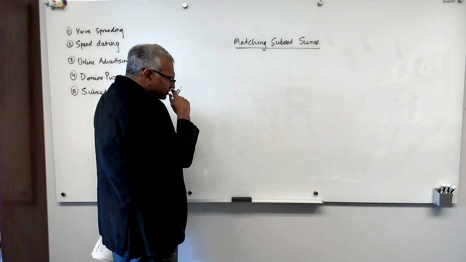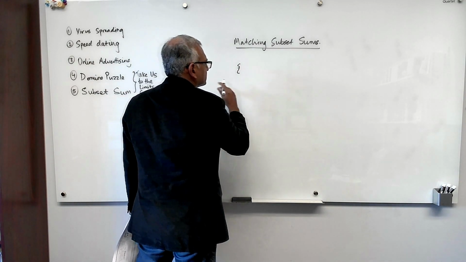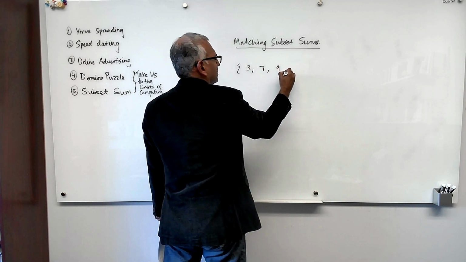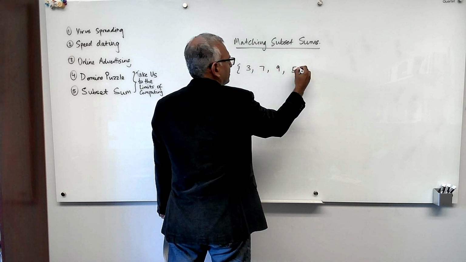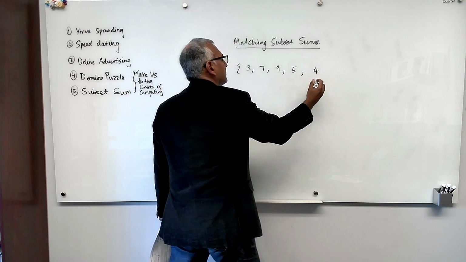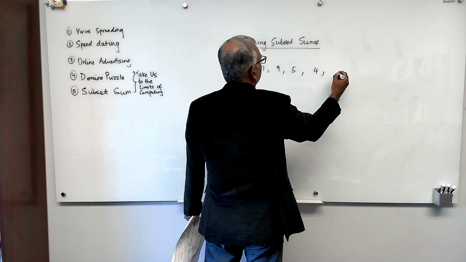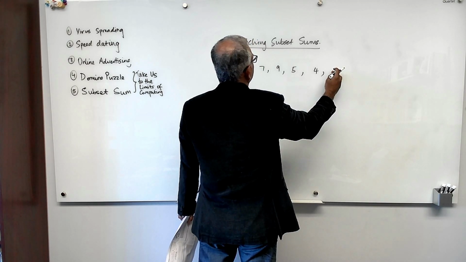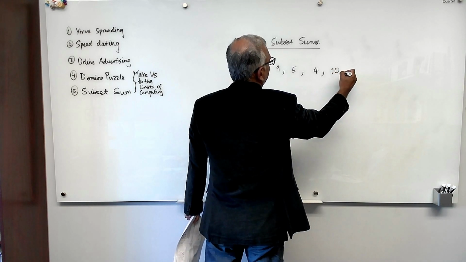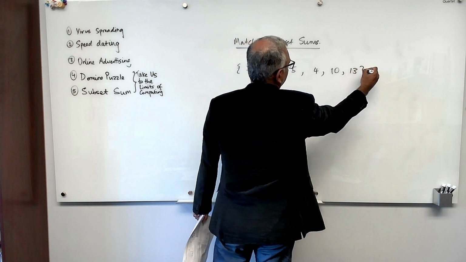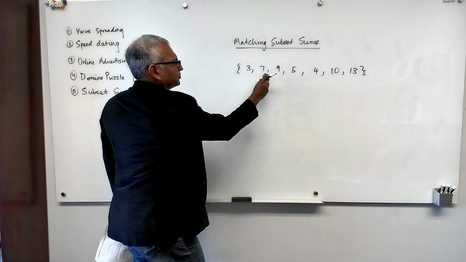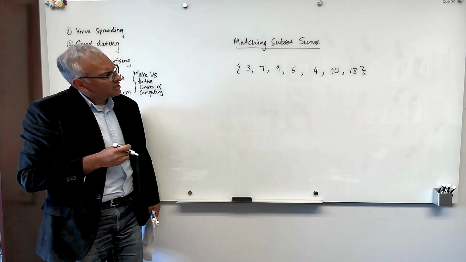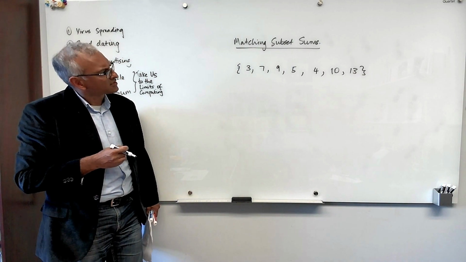Okay, so let's consider a set of numbers. I'm going to consider the set of numbers 3, 7, 9, 5, 4, 10, 13, just for the hell of it. So 1, 2, 3, 4, 5, 6, 7 numbers. Nice. So we have 7 numbers in this set.